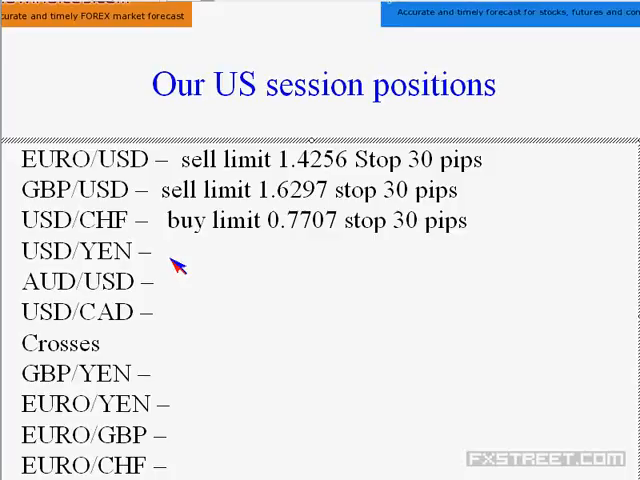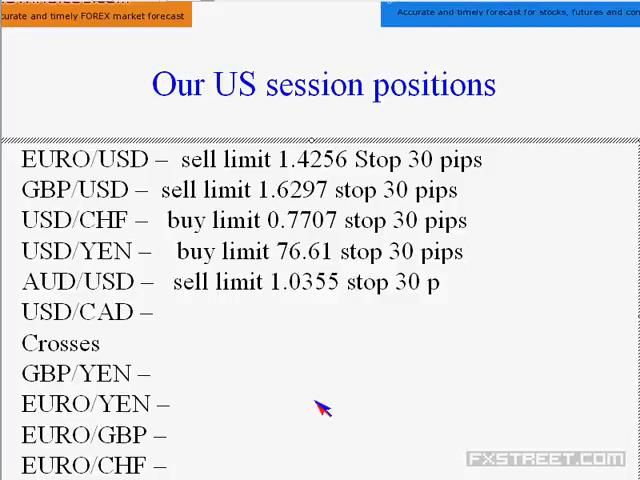Again, they made a downward move and gained above 76.61. So we'll keep a buy limit. That was the initial low, 76.61, with a stop of 30 pips. So it is buying near the low. In Australian dollar, they made the drop from 1.0355 and still have not reached the high. Currently trading around 1.033942. So we'll try to keep a sell limit order and a stop of 30 pips.